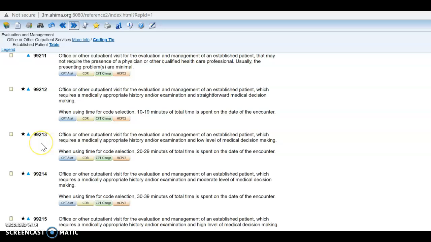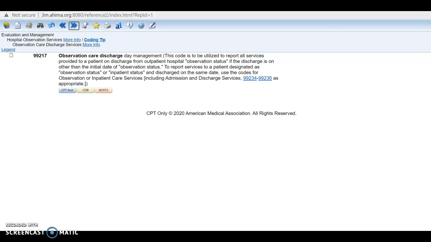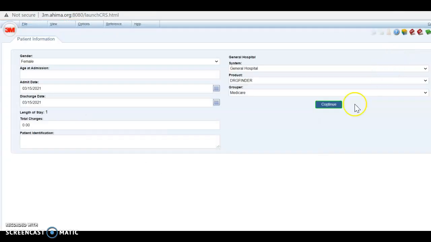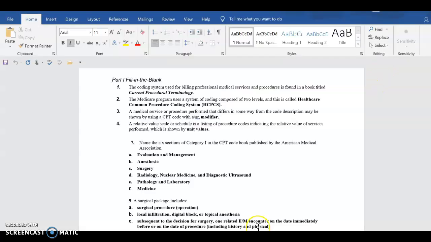That means that patient has been to dermatology within the past 3 years, so now they're established. Again, we have decision making, low level, straightforward. We go into all these different levels. All right, so I'm going to kind of get out of that for now. We're going to go back to that homework page.